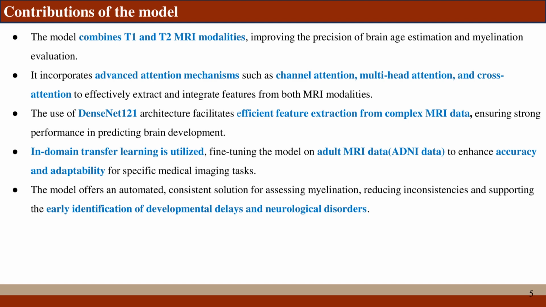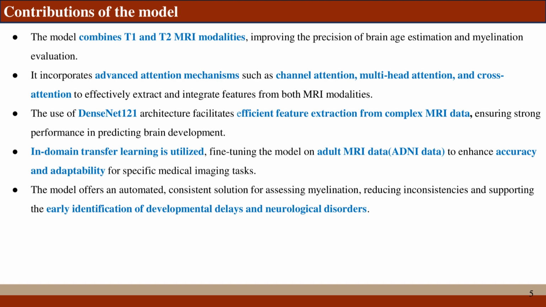As contributions, the model uses T1 and T2 modalities, and we have used advanced attention mechanisms such as channel attention, multi-cut attention and cross attention. We have used the DenseNet 121 architecture with in-domain training. For in-domain training, we used adult MRI data from the IEEE dataset and fine-tuned the DenseNet. Then we fine-tuned it with the infant brain MRI dataset. This model offers an automated and consistent solution for assessing myelination and identifying developmental delays and neurological disorders.